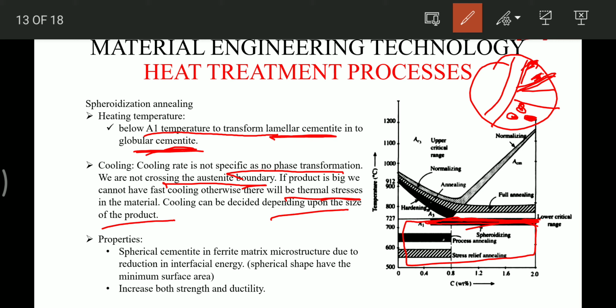The property change in spheroidization is that a ferrite matrix microstructure is formed due to reduction in interfacial energy, that is, the spherical shape has minimum surface energy, surface area. That is why the lamellar structure is getting converted into spherical shapes. This actually increases both strength and ductility. So this is what is done to convert the lamellar structure of cementite into globules.